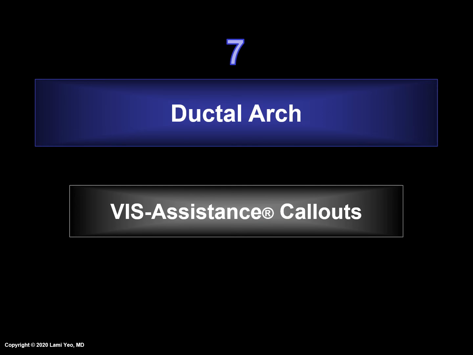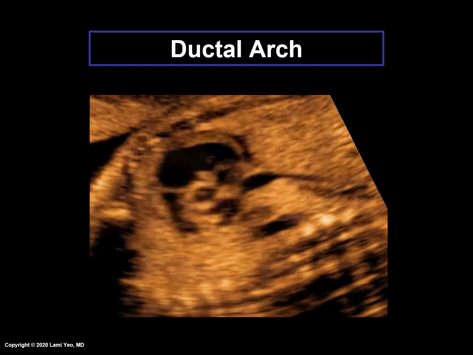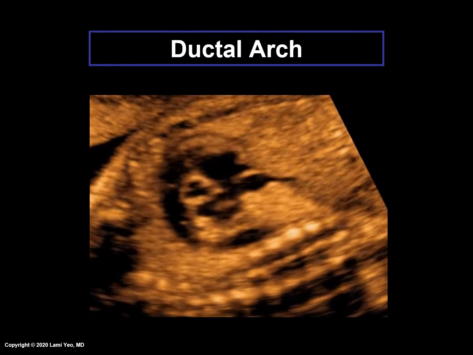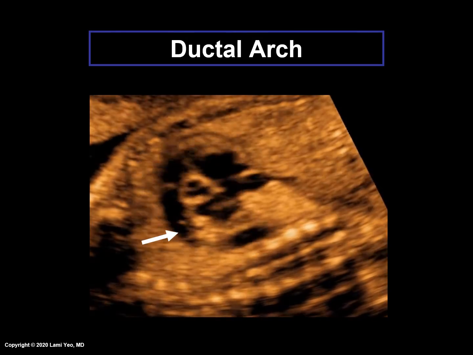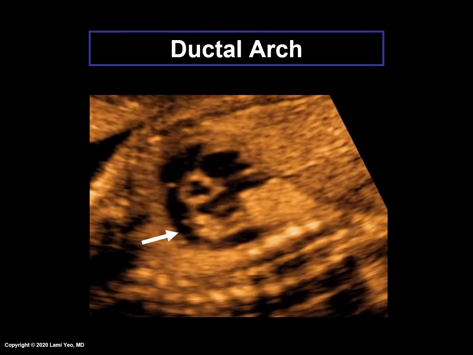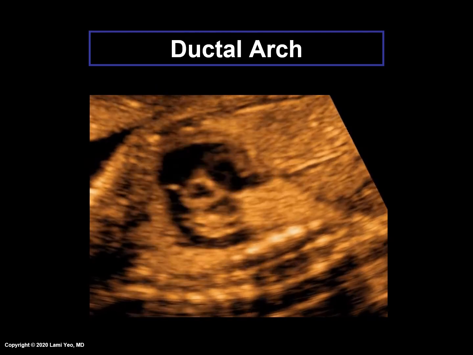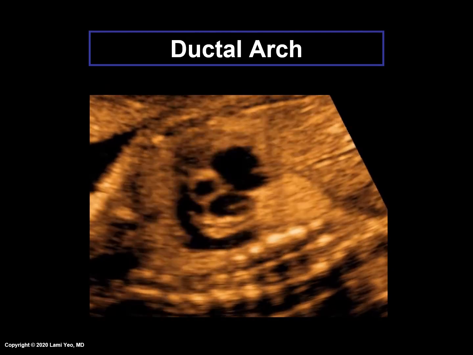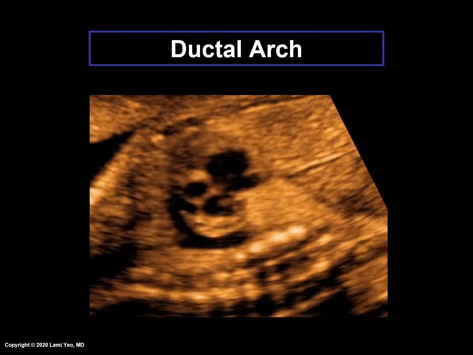Ductal arch. The total duration of the VISA video clip for this cardiac view is 1 minute 57 seconds. Normally, the pulmonary artery continues distally towards the left side and into the ductus arteriosus. The goal for the ductal arch VISA is to demonstrate the right ventricle, pulmonary valve, main pulmonary artery, and ductus arteriosus connecting to the descending aorta, with the ascending aorta located centrally.